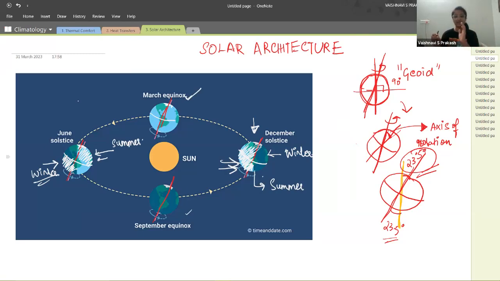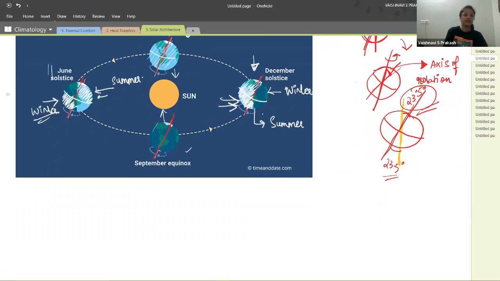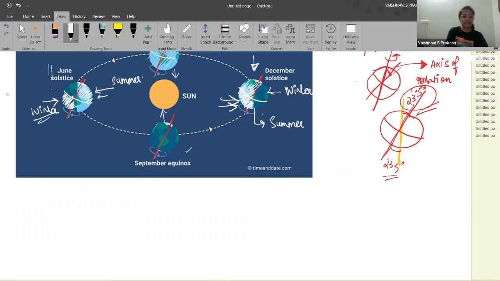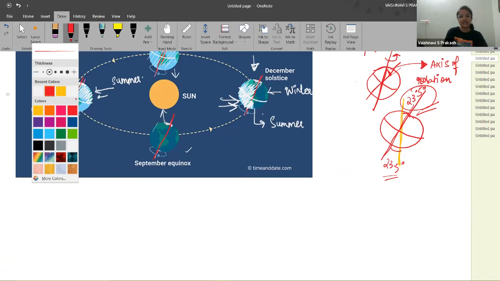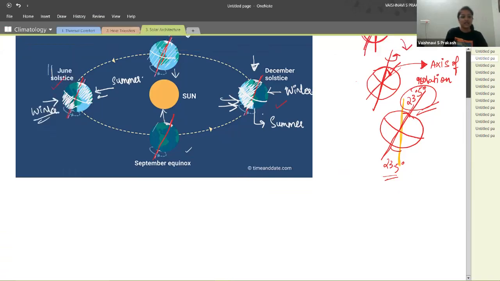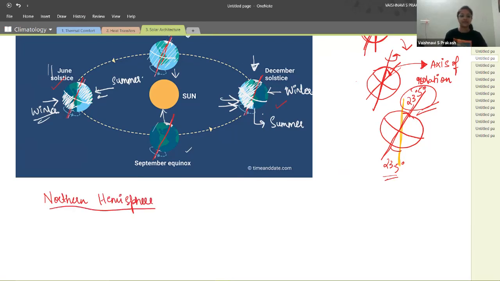The duration of day versus night is similar on both ends because an equal amount of the Earth's surface is exposed to the sun. Does anyone know the dates for the winter and summer solstice for the northern hemisphere? Solstice is when we have the extremes. These conditions are known as solstices. So in the northern hemisphere, which is where we are, India is in the northern hemisphere.